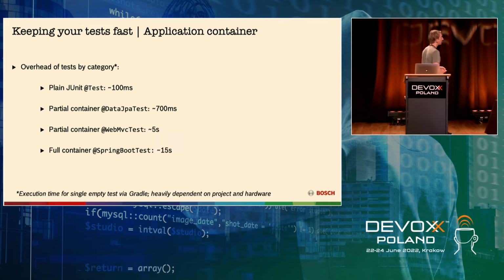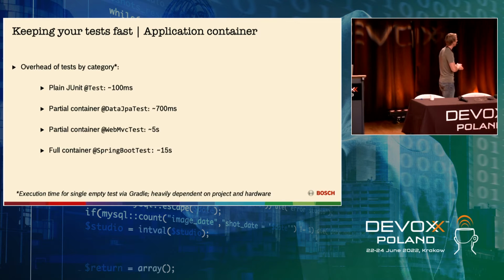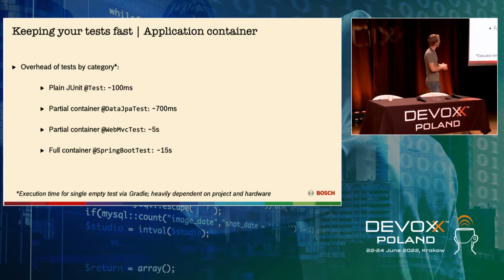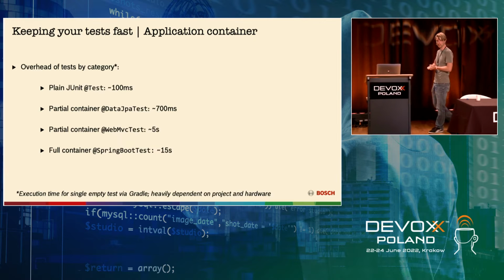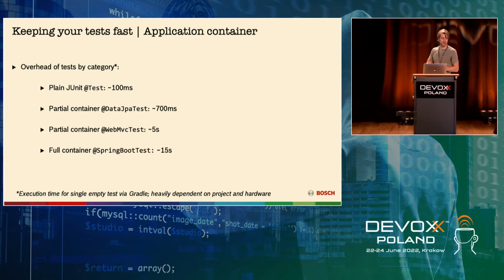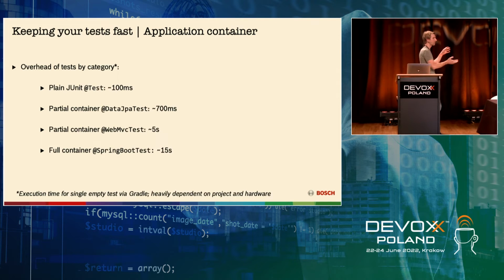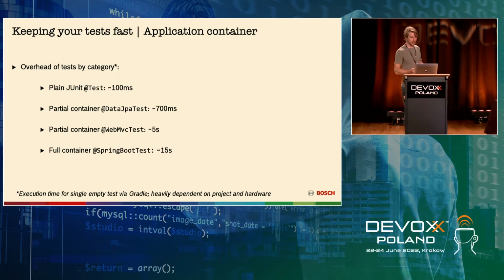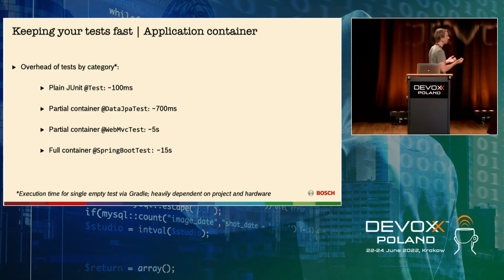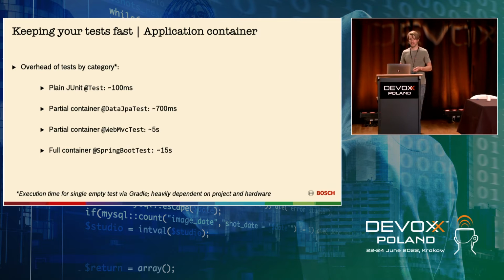So these are some numbers I gathered a while ago, and of course, take them with a grain of salt. It's just my machine and my project, so they might differ heavily from your numbers, but it's just the relation. So you see that the plain JUnit test is very fast, whereas the Spring Boot test is very slow. That's basically what I want to say here.